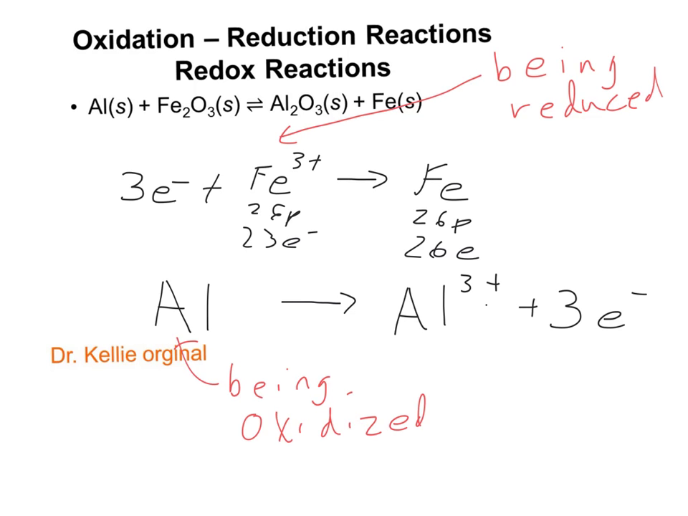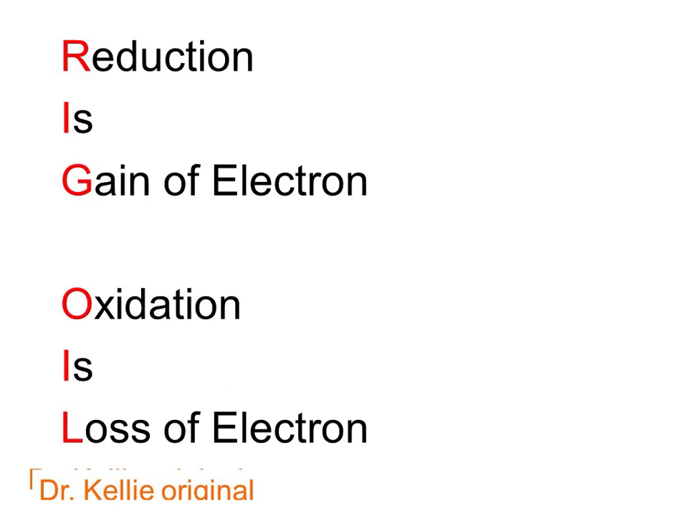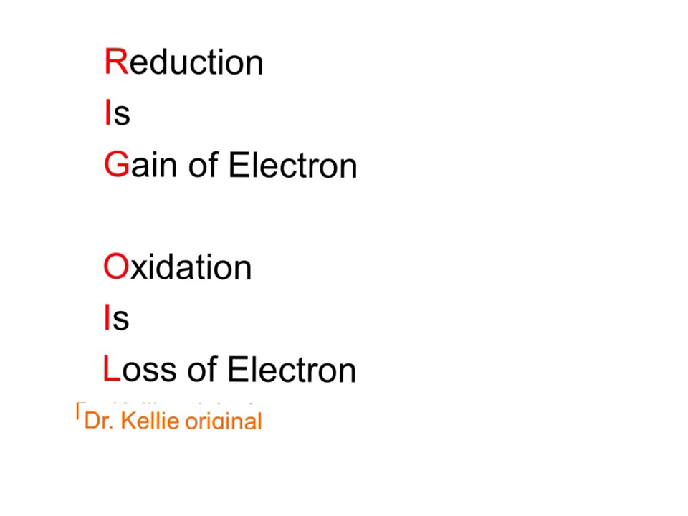All right, so let's formalize our definitions real quickly here, and I realize there's some problems with this reaction. We'll get back to it in a second. Reduction is the gain of electrons. Oxidation is the loss of electrons. You can remember it from the acronym OIL RIG, or RIG OIL. Oxidation is loss, reduction is gain. And that's how I remember it.